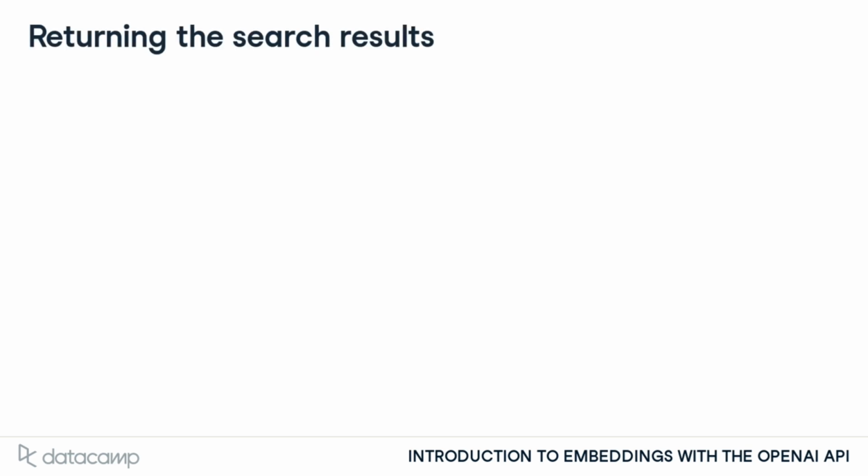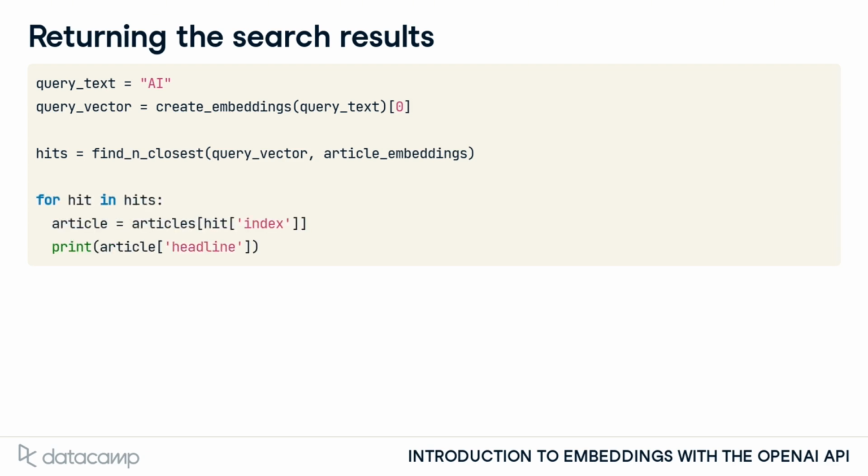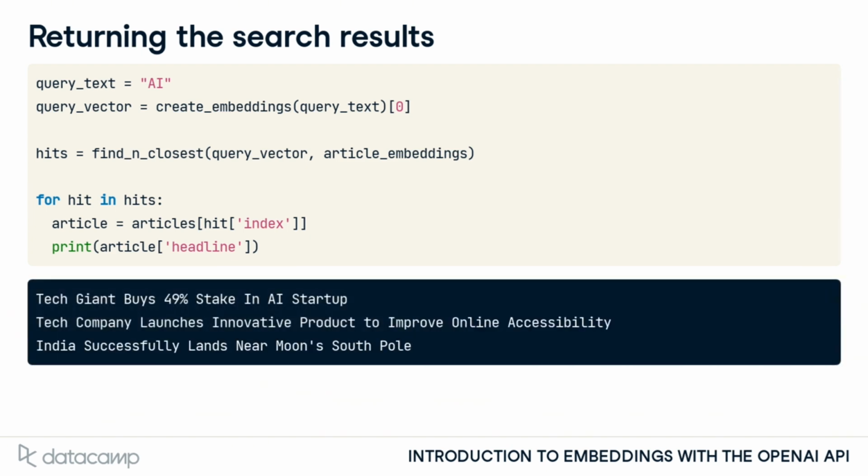Time to bring all the semantic search pieces together. We'll query our embeddings using the text AI. First, we embed the search query using our createEmbeddings function and extract its embeddings by zero indexing. Next, we use the findNclosest function to find the 3 closest hits based on our article embeddings. Finally, to extract the most similar headlines, we loop through each hit, using the hits index to subset the corresponding headline and print. As we'd expect, the top results specifically mention AI, and the others are on similar topics.